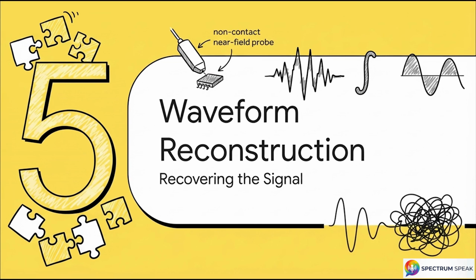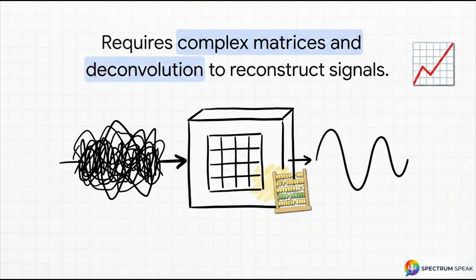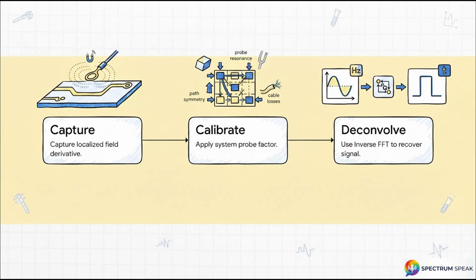Section 5, Mathematical Waveform Reconstruction. Let's talk about how we get the true signal back. Because those near-field probes are outputting di/dt or dV/dt derivatives, and because the probes, cables, and amplifiers all possess their own unique frequency responses, you can't just read the voltage straight off the scope. We have to use advanced mathematics to recover the original waveform. Specifically, we use what's called a frequency-dependent complex-valued system probe factor, coupled with frequency domain deconvolution.